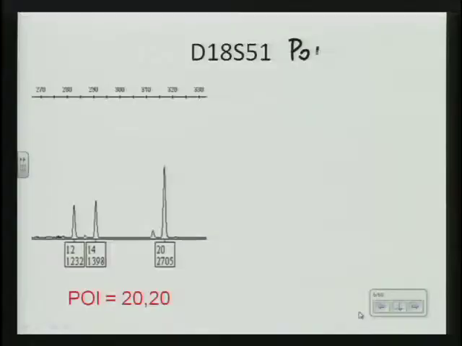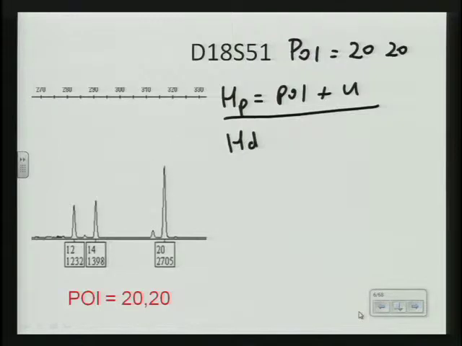Okay, so in this instance we have person of interest equals 20-20. Prosecution hypothesis: person of interest plus unknown. Everyone happy with that one? HD: two unknowns, thank you.